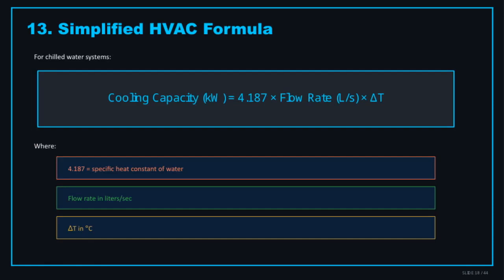Let's break down a key formula for chilled water systems, the simplified HVAC equation. It calculates cooling capacity in kilowatts. We multiply the specific heat constant of water, which is 4.187, by the flow rate in liters per second, and then by the temperature difference in degrees Celsius. This formula helps us understand how much cooling power a system delivers, based on how much water flows through and how much it cools down. It's a straightforward way to connect flow, temperature change, and cooling output.